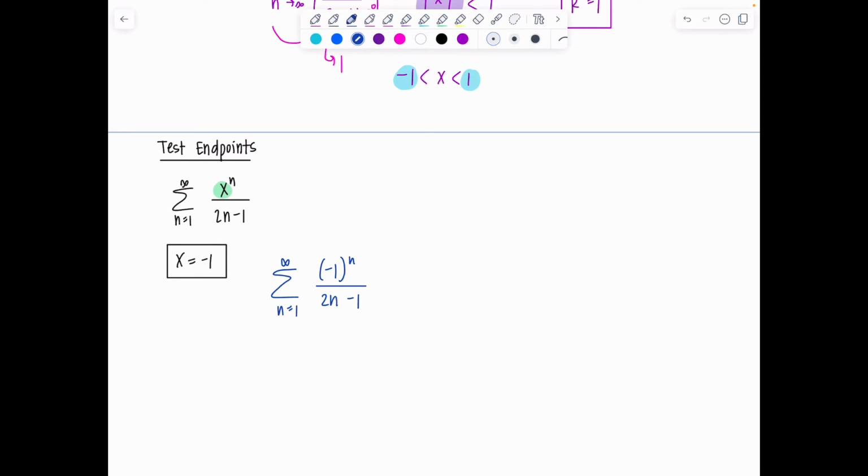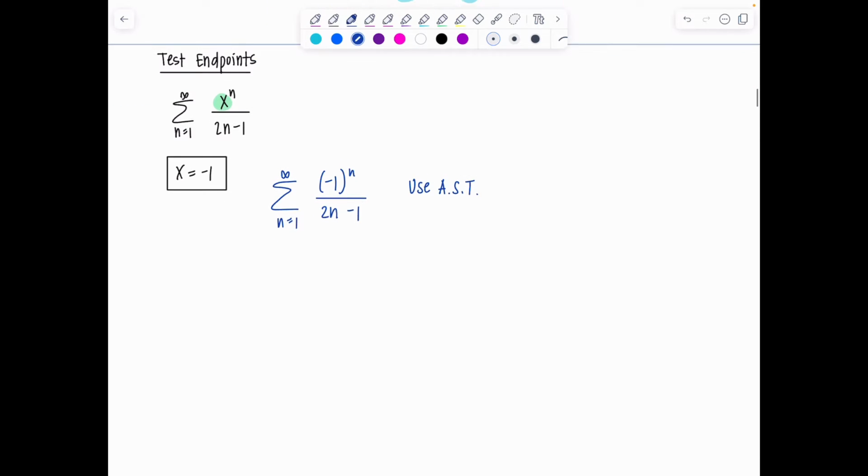Well, this is an alternating series. How do I know that? Because I see this negative 1 to the n. That's my big clue. So let's use AST to determine whether or not this converges or diverges. So b sub n, you just ditch the alternating part. It's 1 over 2n minus 1, and there are two conditions I need to check. Is b_n decreasing?